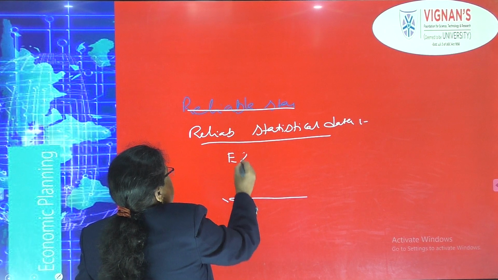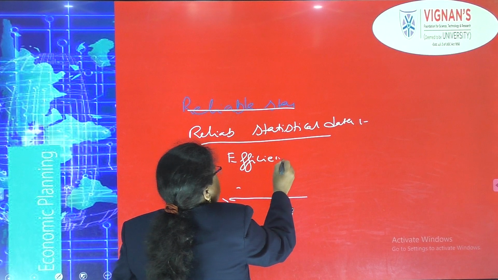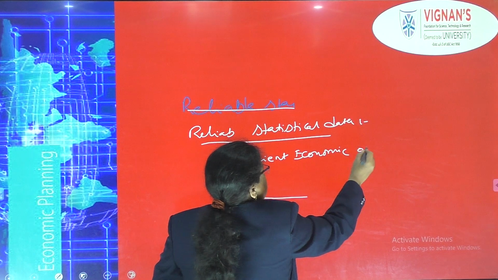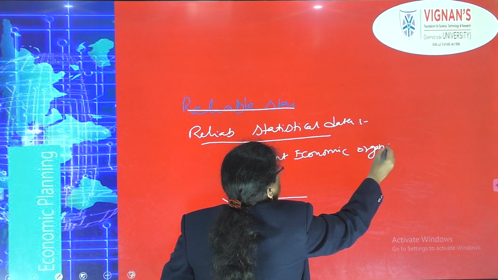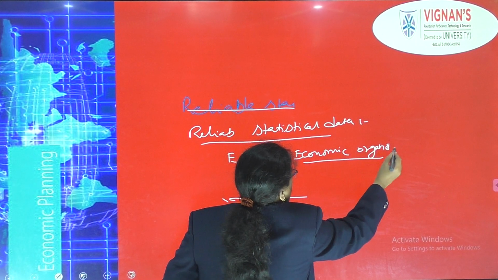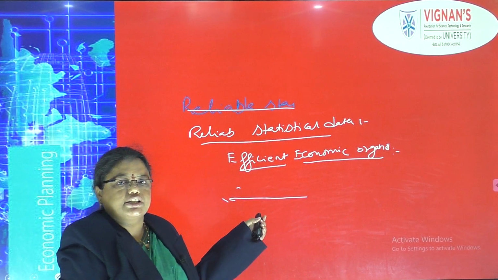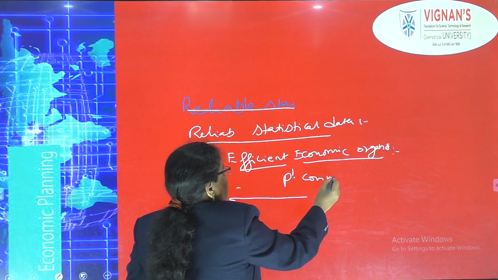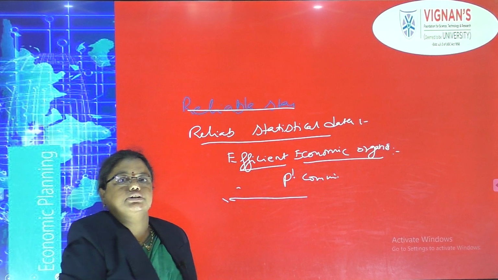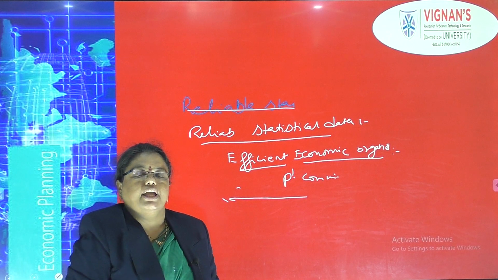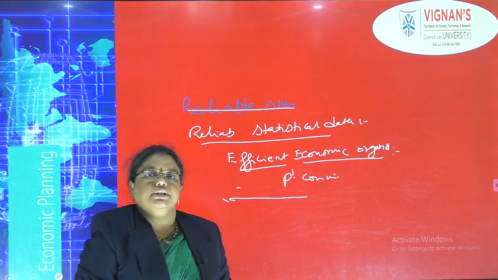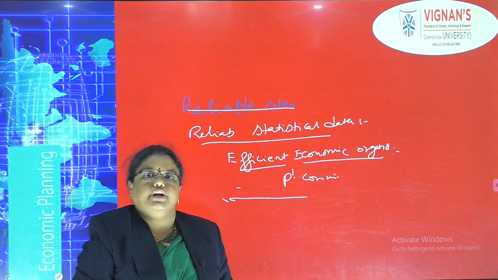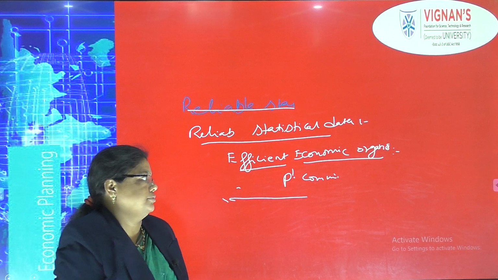Efficient economic organization. An example for this is the Planning Commission. The Planning Commission's main aim is to achieve economic sustainability and social welfare.